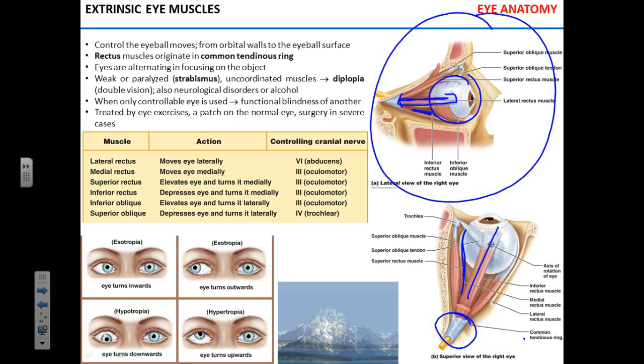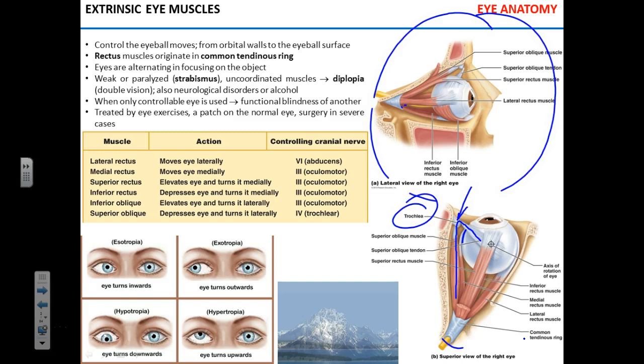We got it? Two oblique muscles. There's a superior oblique and inferior oblique. This is superior oblique. It is attached to the superior aspect of the eyeball via the pulley. You see this pulley? This pulley is called trochlea. Guess which cranial nerve innervates superior oblique? Trochlear. Yes.